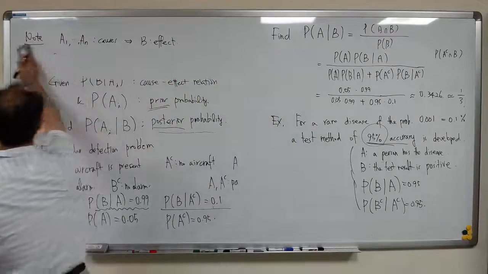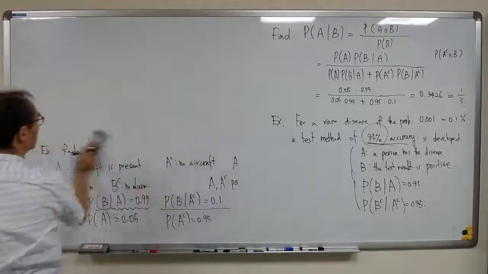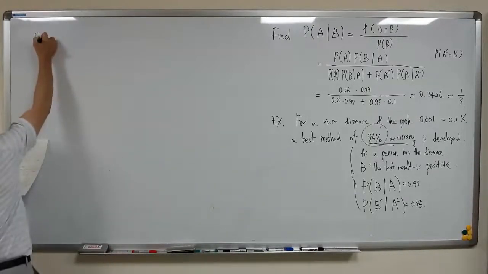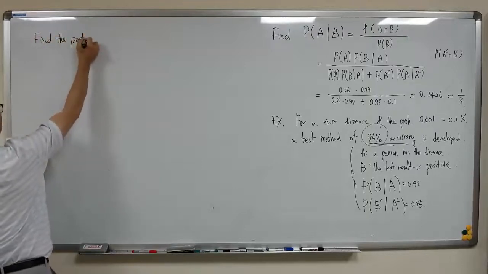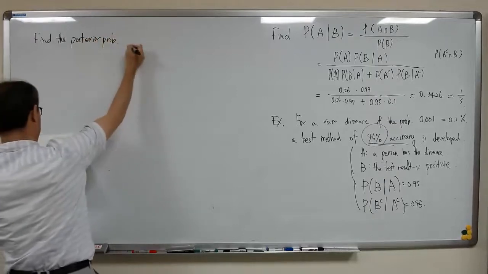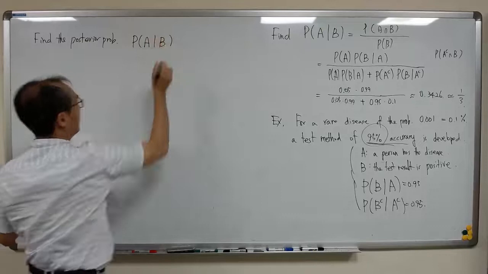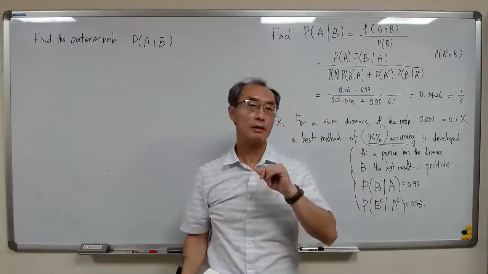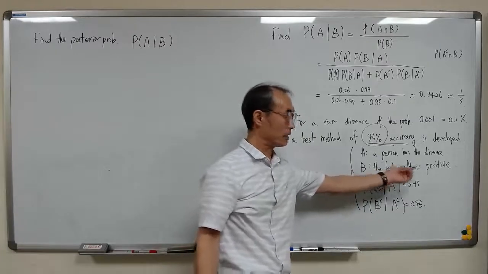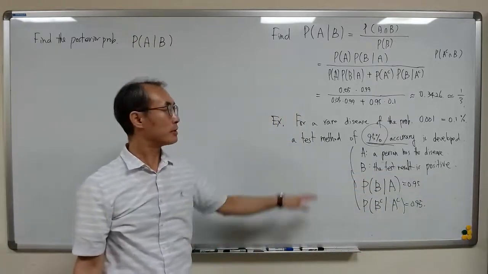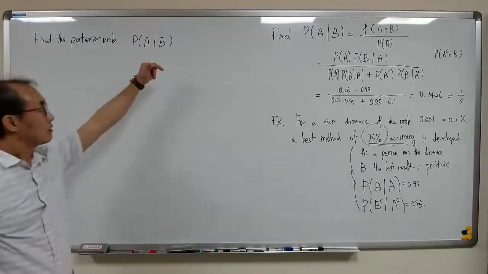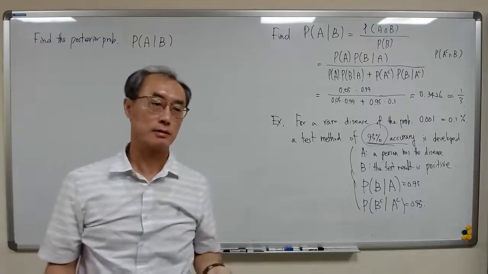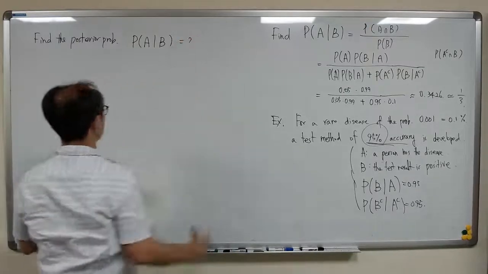That's a pretty good test method. I want to find the posterior probability, the probability of A given B. So a randomly chosen person comes in, the test result is positive, and the accuracy of this method is 95%. With a given positive test result, what's the probability of this person actually having that disease?